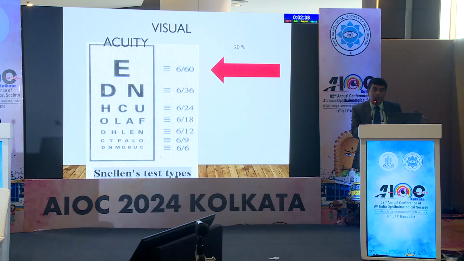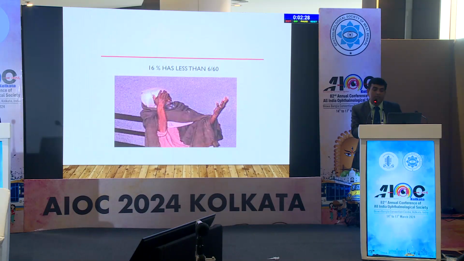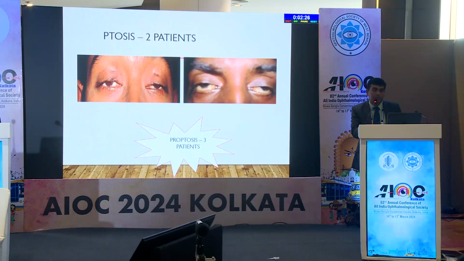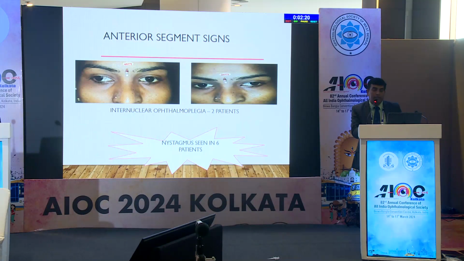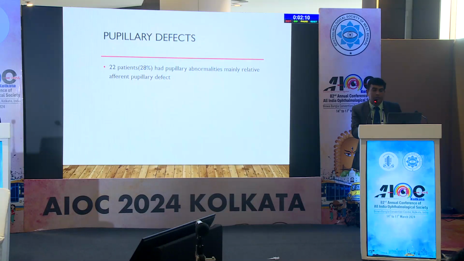In these patients, visual acuity was around 6/16 in 20% of patients, 6/12 to 6/60 in 34%, 6/6 in 36%, and less than 6/16 in 16% of the patients. On examination, 2 patients presented with ptosis and 3 patients with proptosis. On anterior segment examination, there was internuclear ophthalmoplegia in 2 patients and nystagmus in 6 patients. There was 27% of patients with sixth nerve palsy and 20% with facial nerve palsy.